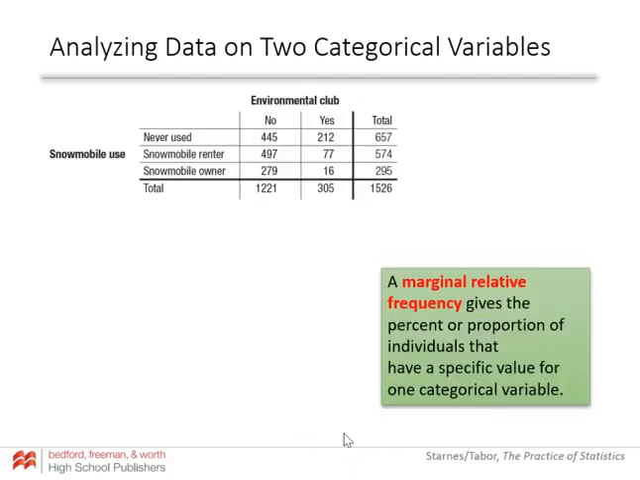All right, so with two-way tables, we can find a couple different kinds of frequencies or percents. The first one is called a marginal relative frequency. I'm not really too concerned about you knowing the name. It's more about being able to answer the question.